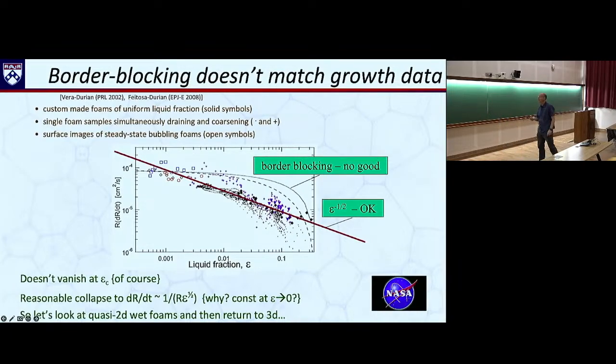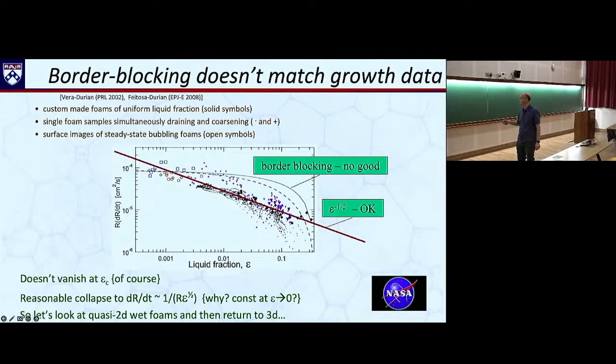So we made the measurements as best we could for the average rate of change of area of surface bubbles and plot that versus liquid fraction. And look, this is the best we could do. How good is it? It's pretty good. It's enough to say that the border blocking models, so these are the two functions I showed you on the previous slide, don't work so well.